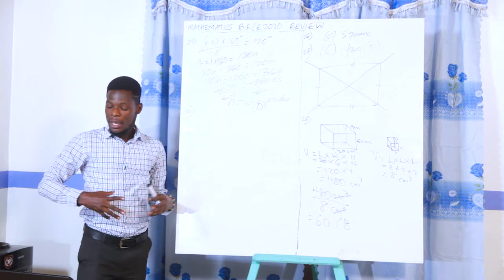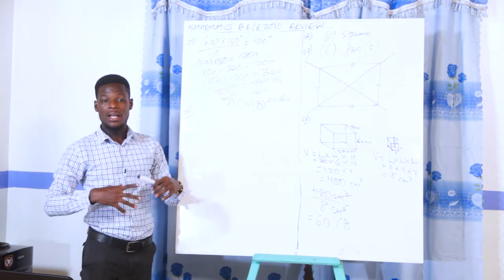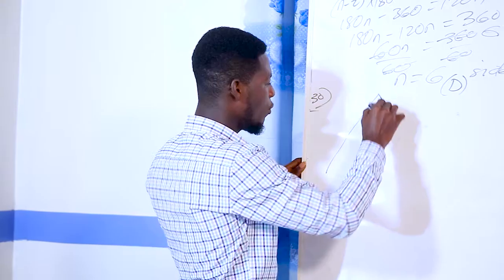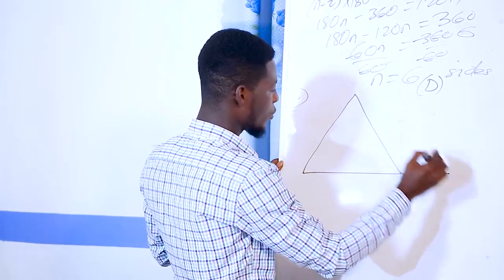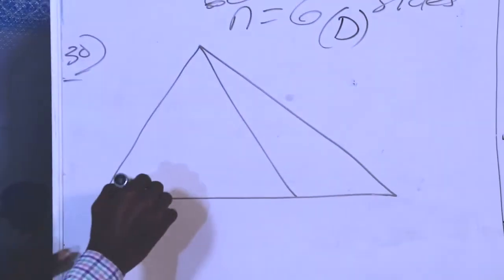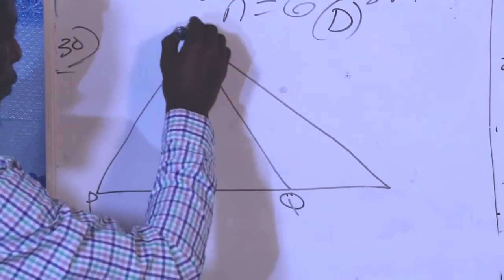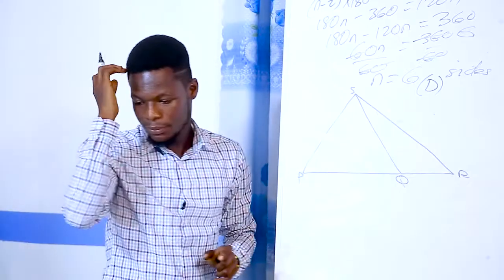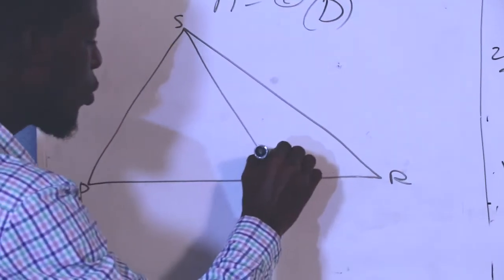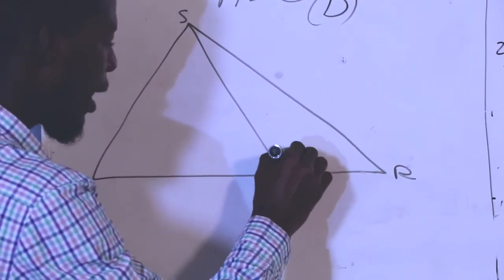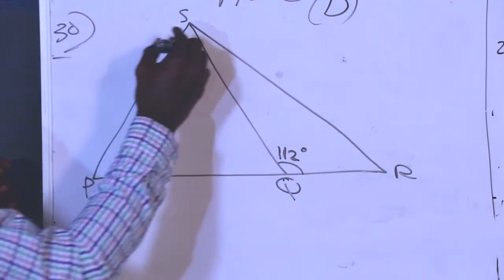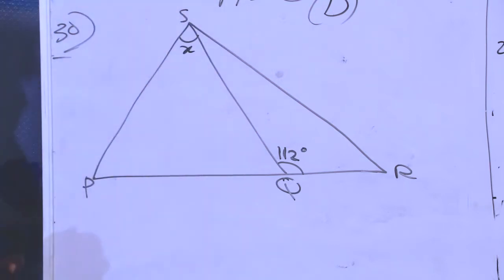All right, question 30 has to do with plane geometry. We have a composite shape and we have to find some unknown angles. So I'll just do the diagram on the board for you. We have P, Q, S and R, and we have angle Q as 112. Those who have the resource pack can follow as I write. We also have X as this angle.